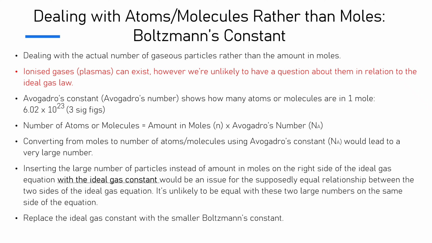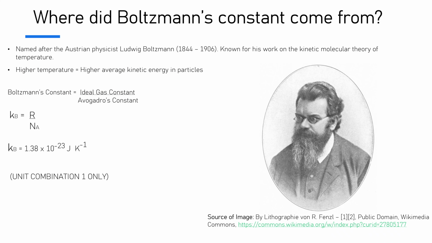So what are we going to replace the ideal gas constant with when dealing with the number of atoms or molecules present rather than moles? It's actually another constant called Boltzmann's constant. Boltzmann's constant is named after the Austrian physicist Ludwig Boltzmann, who is known for his work on the kinetic molecular theory of temperature. We previously went through kinetic theory and how this helps to explain the behavior of gaseous particles in the previous video. So if you want a reminder, please click the link to the video down below.